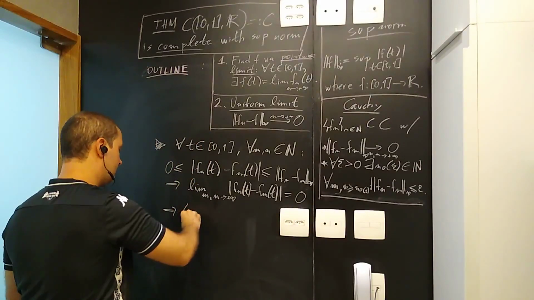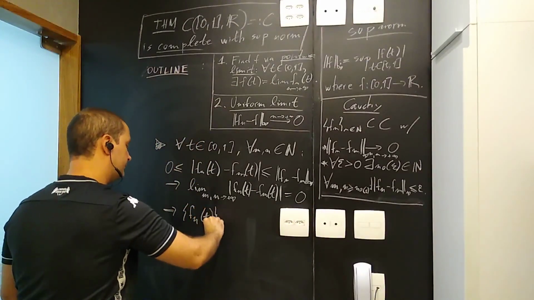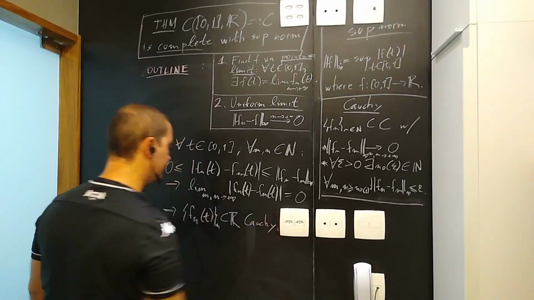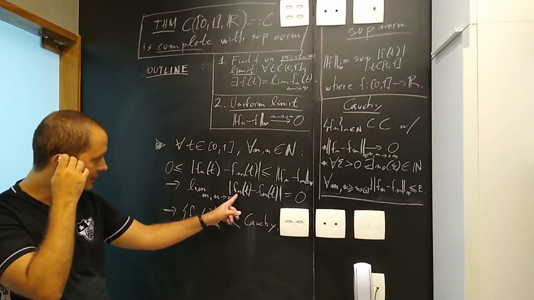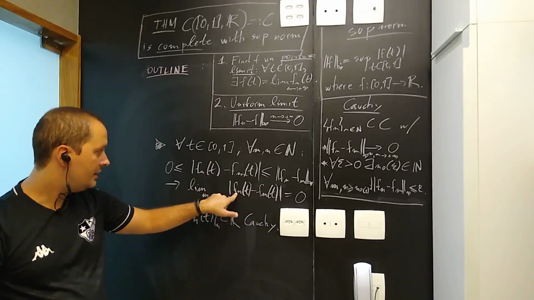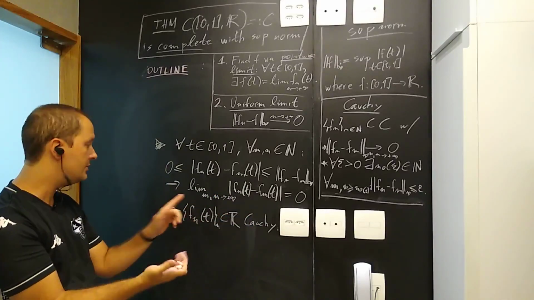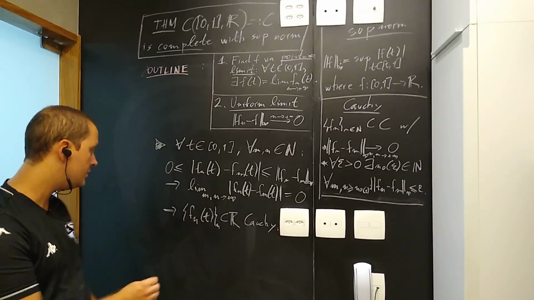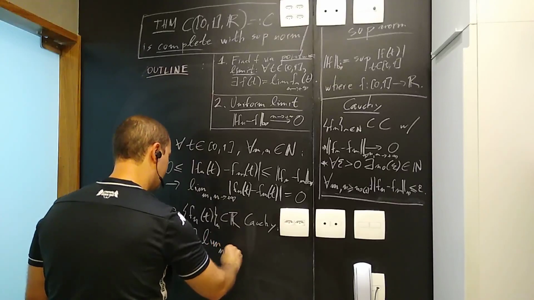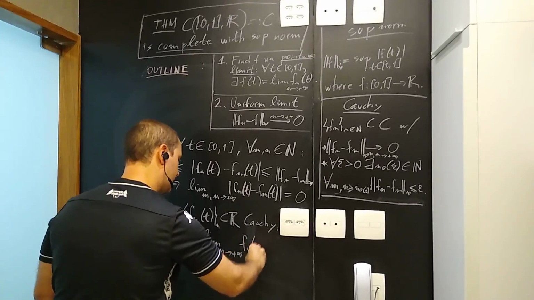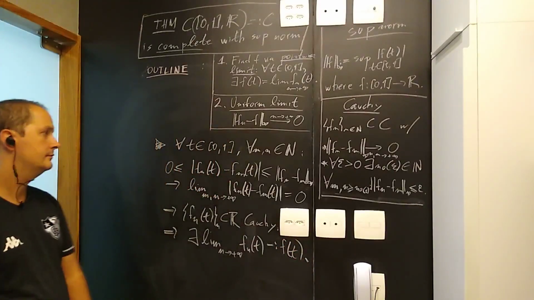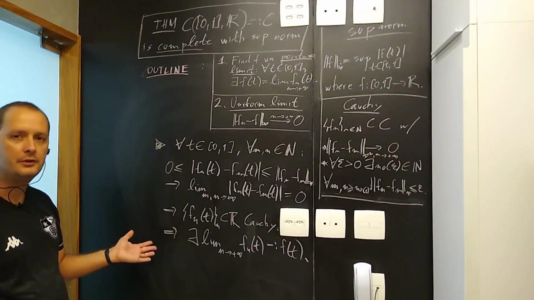Which is the same as saying that f sub n of t, which is a sequence of real numbers, is Cauchy. Right? This is what Cauchy means. It means that I have a sequence of values indexed by n, and I'm saying that the difference between terms in the sequence goes to 0 when the two indices go to infinity. So this is Cauchy. And therefore, there exists the limit of f sub n of t, which is what we call f of t. So there's no big deal here.